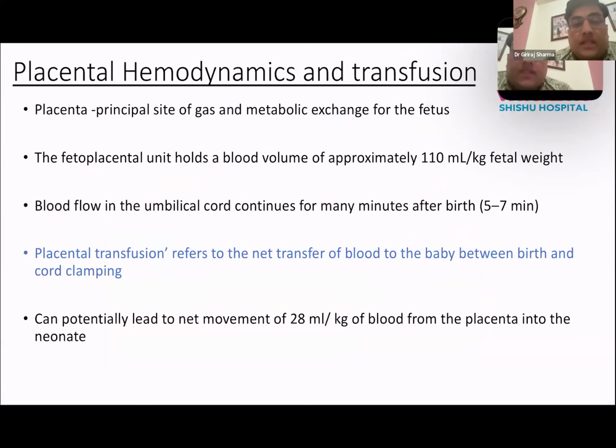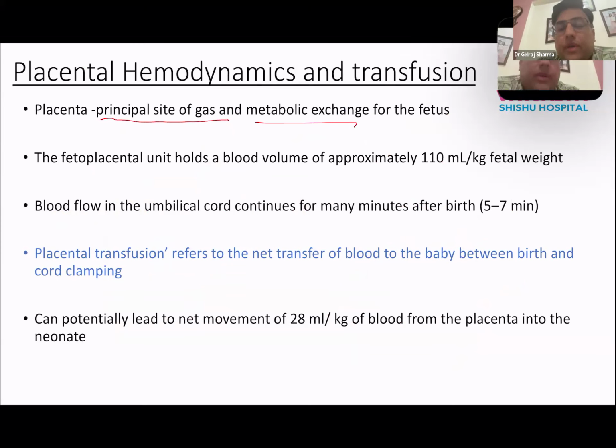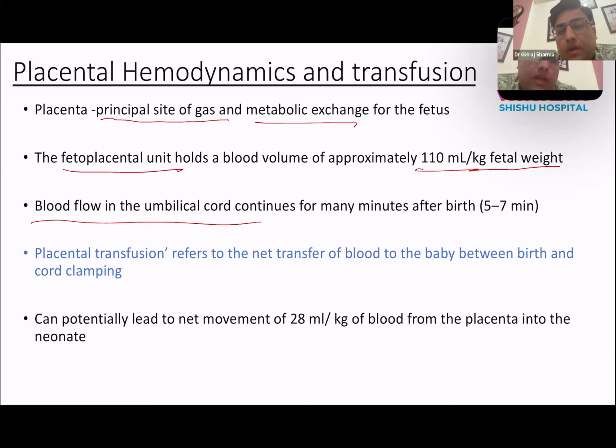Now coming to placental hemodynamics and transfusion. The placenta, as we have discussed, is the principal site of gas exchange and metabolic exchange for the fetus. A fetoplacental unit holds around 110 ml per kg of blood, and blood flows from the placenta to the baby even 5 to 7 minutes after birth because of the contractions.